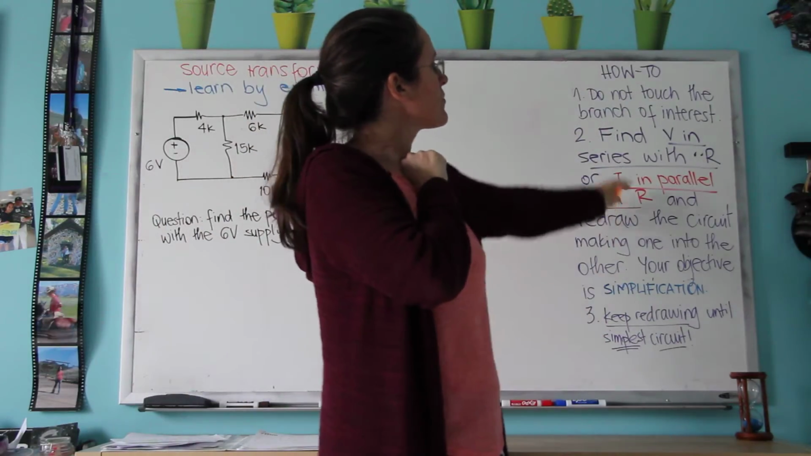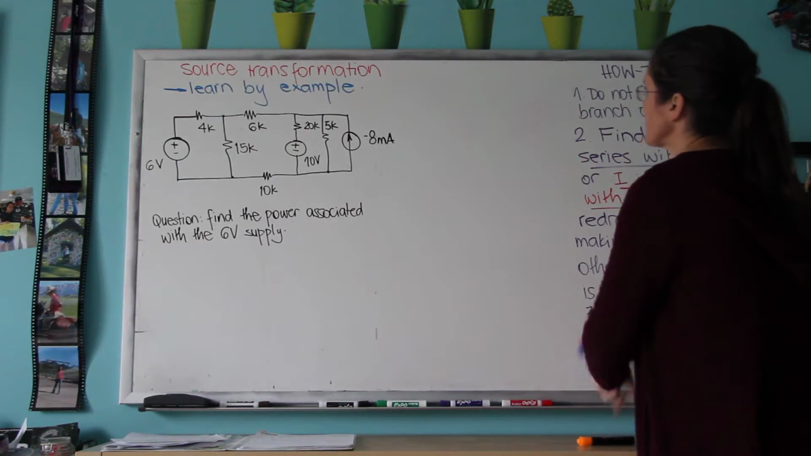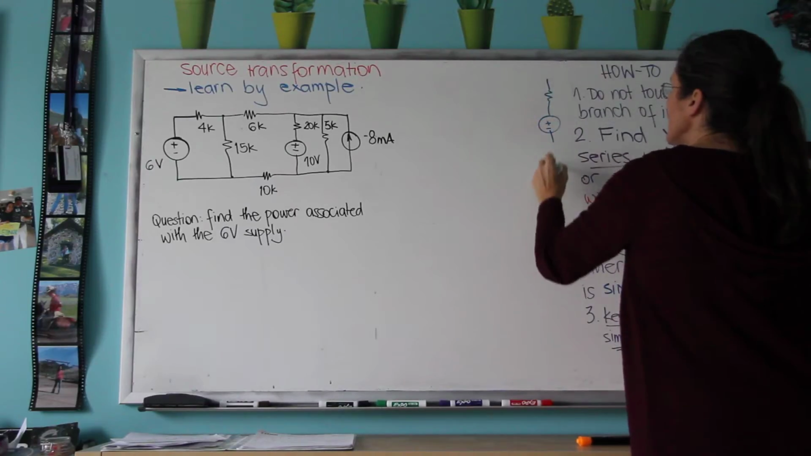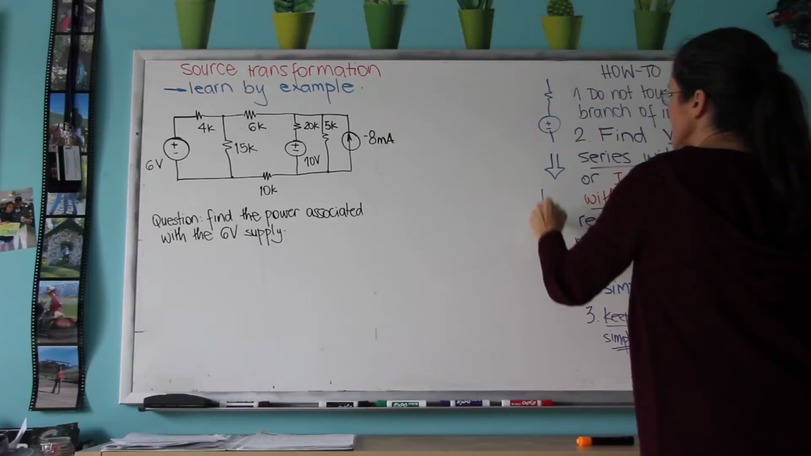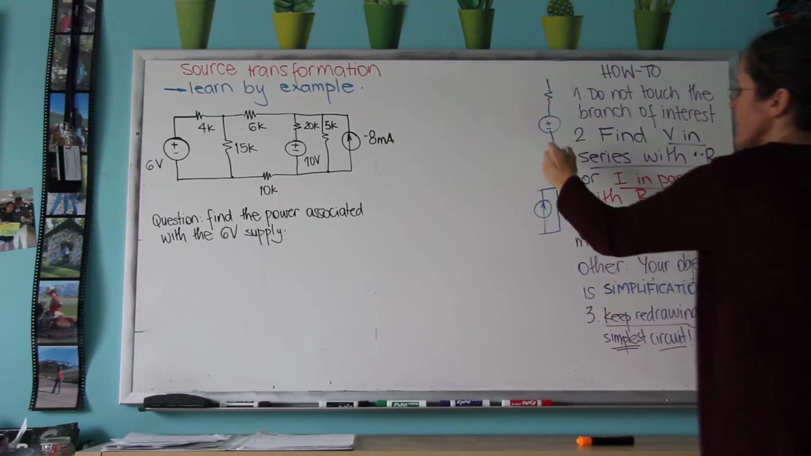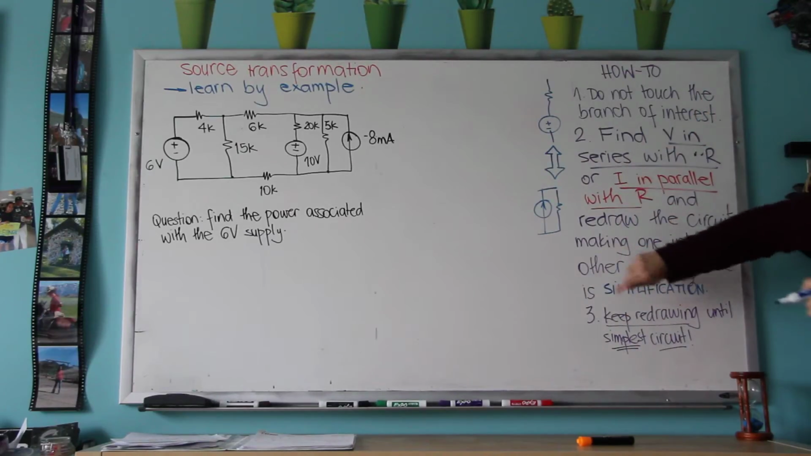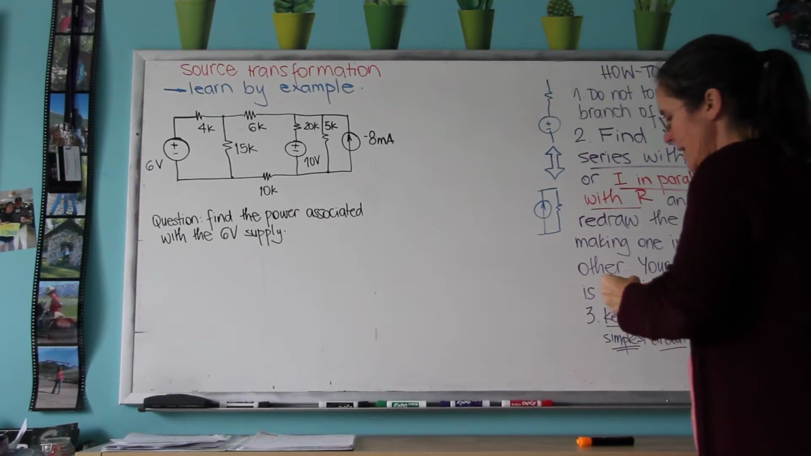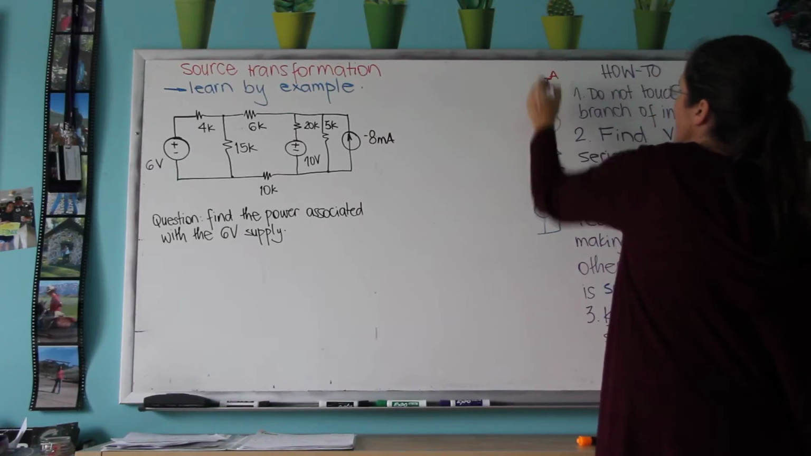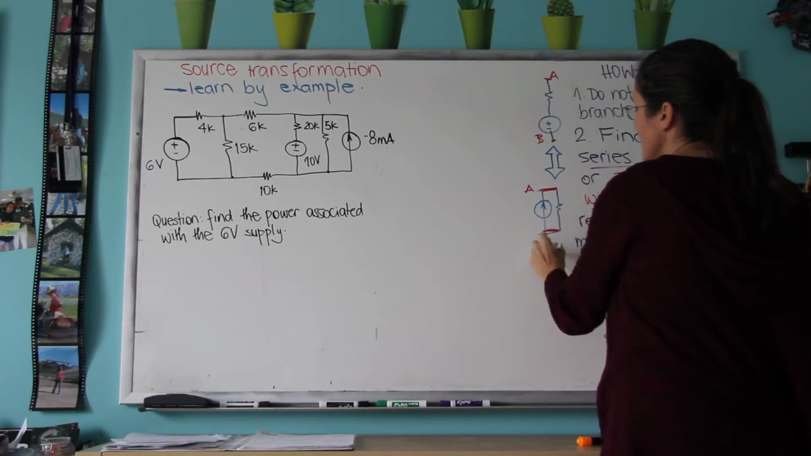But everything else I'm going to source transform, which means a voltage source in series with a resistor, like this, will be transformed into a current source in parallel with a resistor, and vice versa. So I'm going to use this, which is my step number 2, to go from here to here. And the catch is that the two nodes, node A and node B, are these two, A and B.